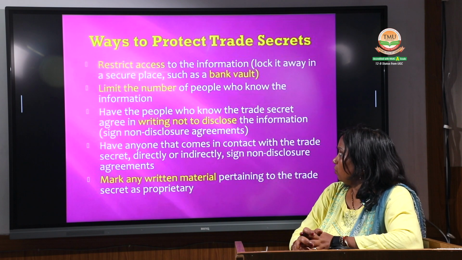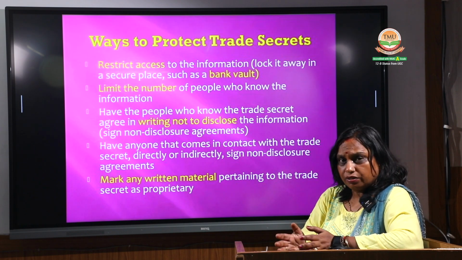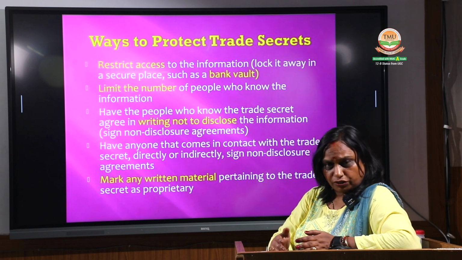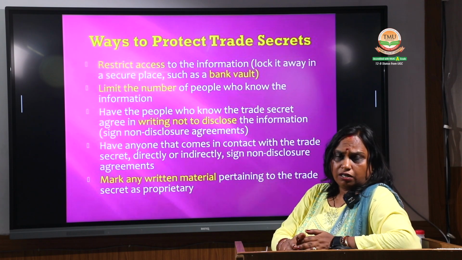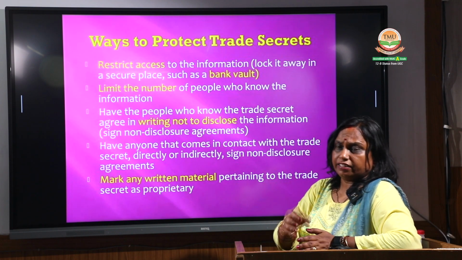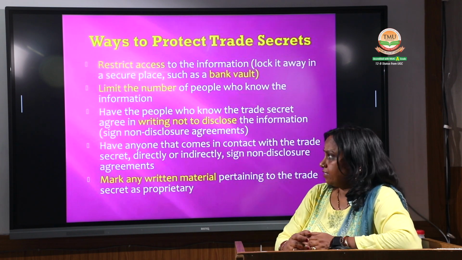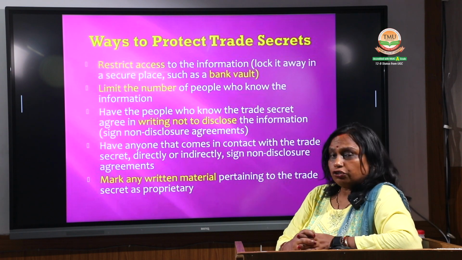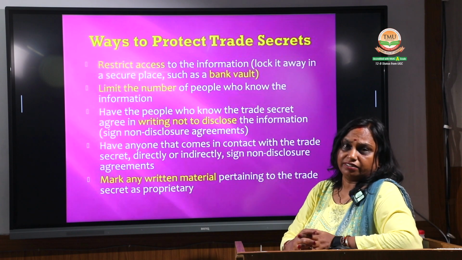Limit the number of people who know the information. So you can limit, as per your own willingness, how many people you want to share that particular information with, and you can choose who would not be included in sharing that information. Then have the people who know the trade secret agree in writing not to disclose the information. So it is executed through signing of a non-disclosure agreement.